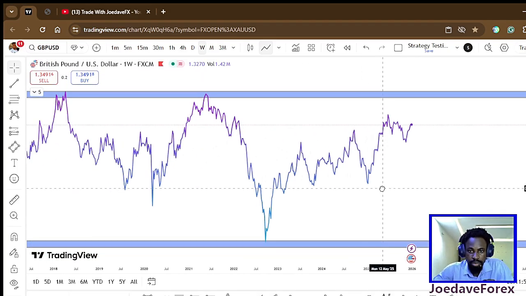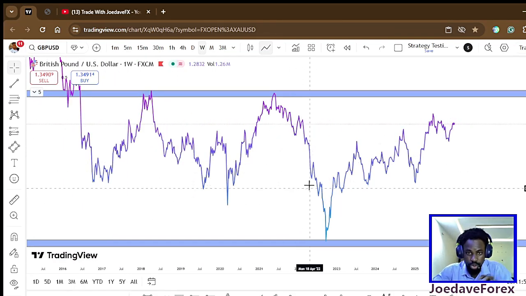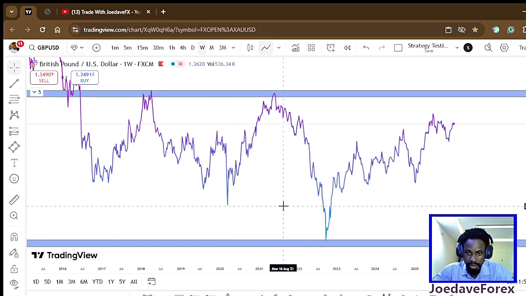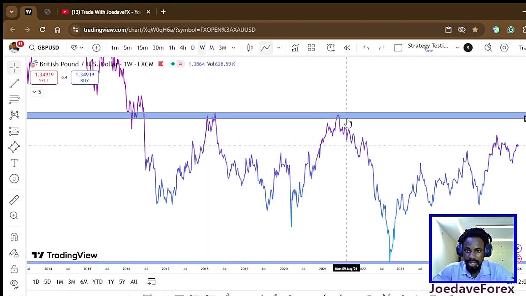And obviously, looking from this point here, we could see the last break of structure on the higher time frame. It was very clear: this area here was the last high we had, and this was the last low we had. So this was a very clear break of structure. Even at this point, we had a kind of double top here.